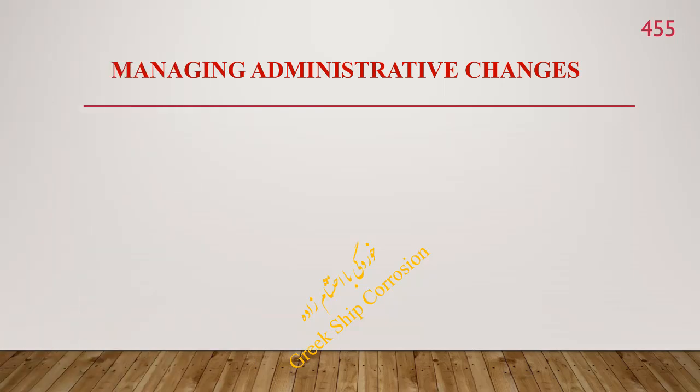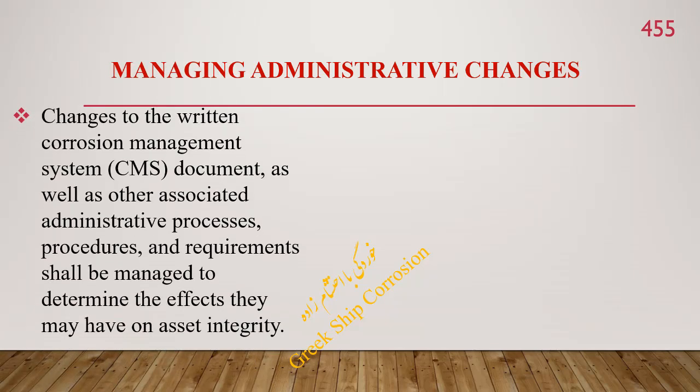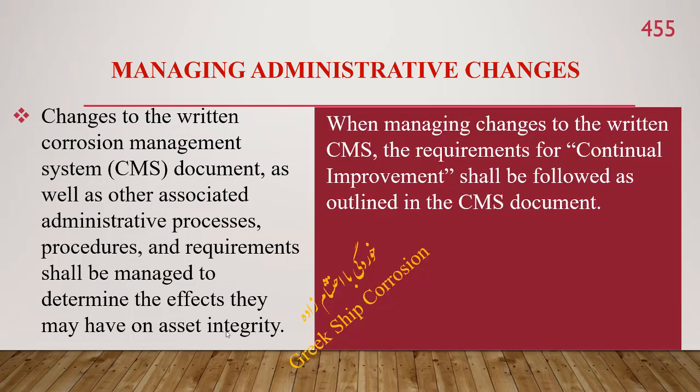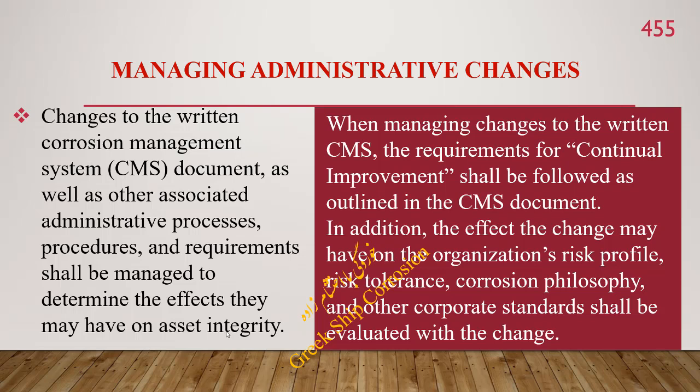Managing administrative changes. Changes to the written corrosion management system document, as well as other associated administrative processes, procedures, and requirements shall be managed to determine the effects they may have on asset integrity. When managing changes to the written CMS, the requirements for continual improvement shall be followed as outlined in the CMS document. In addition, the effect the change may have on the organization's risk profile, risk tolerance, corrosion philosophy, and other corporate standards shall be evaluated with the change.